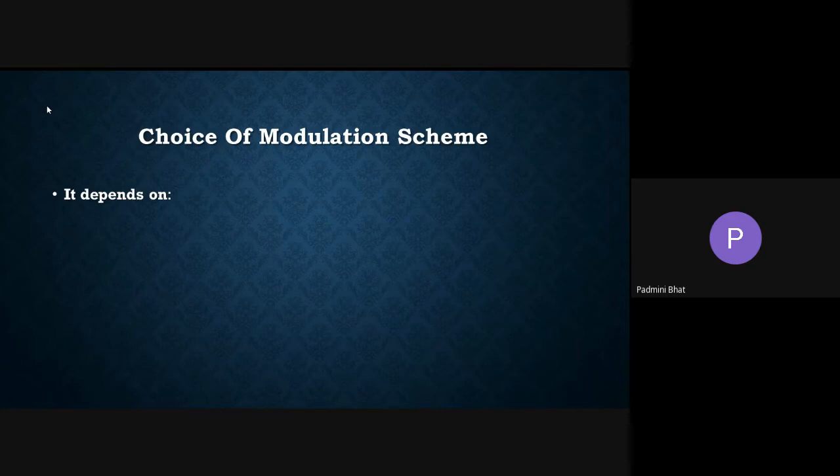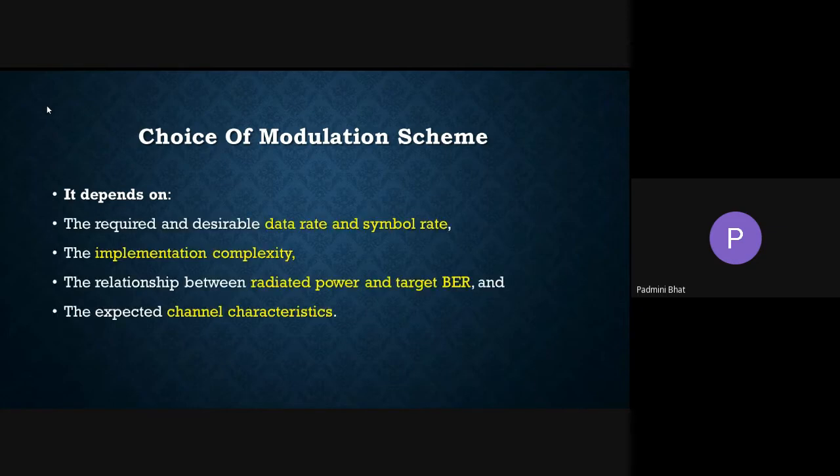32-ary means what? To represent one phase, you are using 32 bits. Is it not complex? Yes, it is highly complex. Then what are the advantages? It is highly accurate, highly accurate.